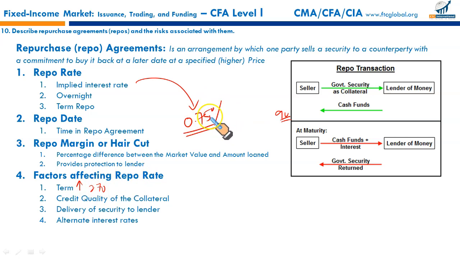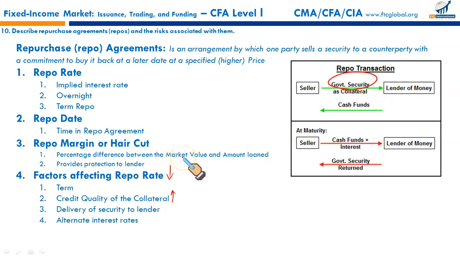This is even for the quarter. Let's say on an annualized basis it's 3%, right? For 90 days, it's 3% APR, annual percentage rate. If the term is 270 days, the rate would be higher. So the higher the term, the higher the repo rate. The shorter the term, the lower the repo rate. Important point. Next, credit quality of the collateral. If the quality of the collateral is good, the securities are highly liquid with stable market prices, in that case the repo rate would be low. And if the credit quality of the collateral is low, then the implied interest rate would be higher.